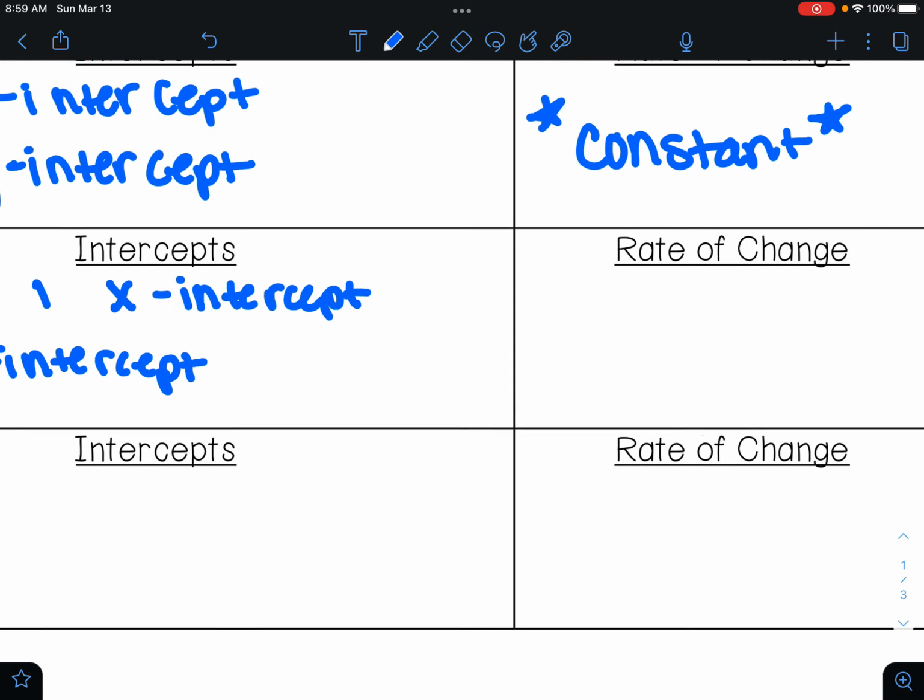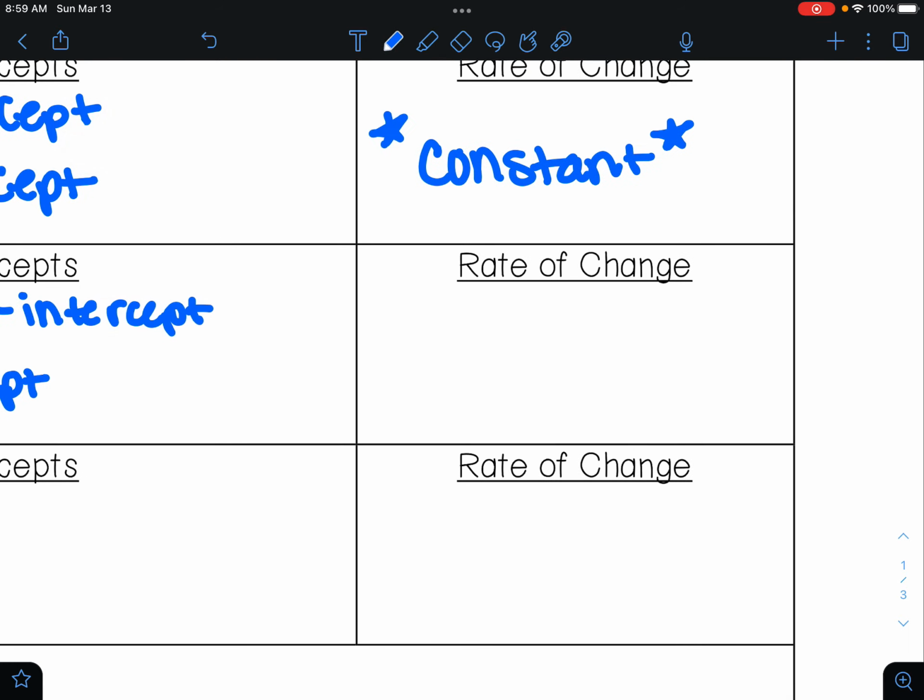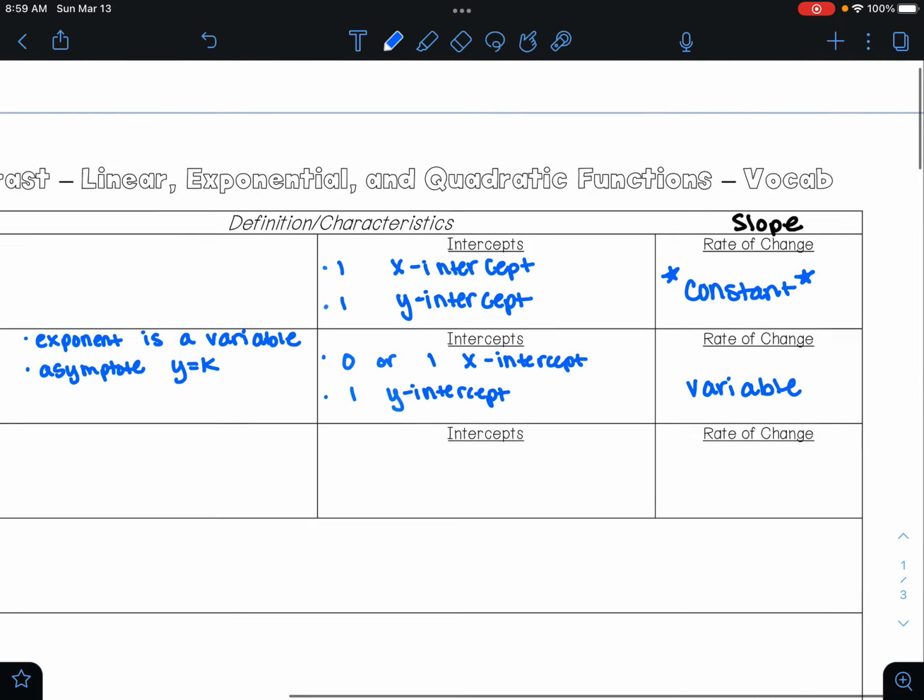When we talk about an exponential function's rate of change, it is variable, meaning that it's always changing. So you could check the rate of change between 2 points, and then you could check it for another 2 points, and you will not get the same slope. And that's what this means by variable. It varies.